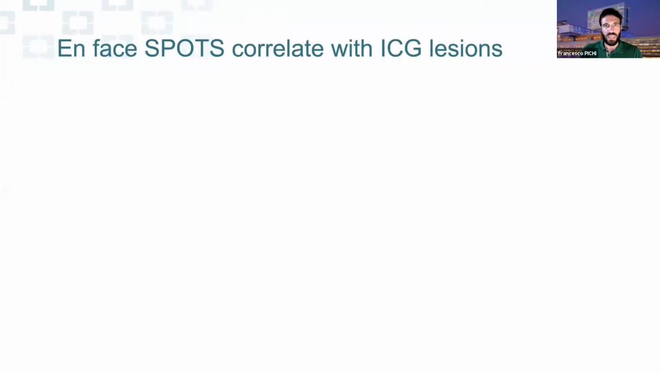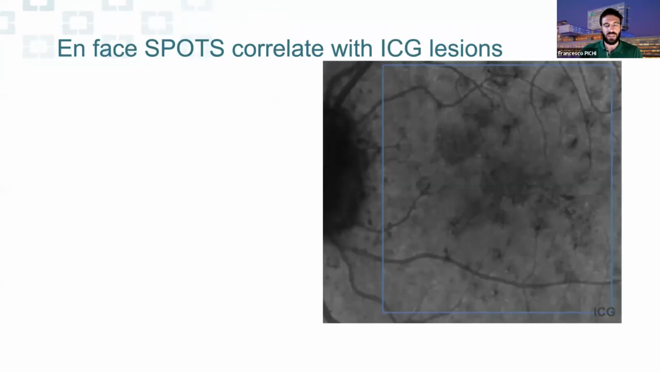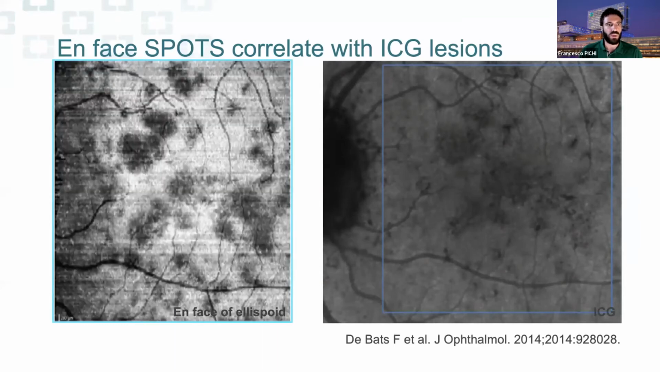En face OCT at the time was able to tell us that the lesions that we see in MUTES in ICG and are hypofluorescent actually correspond very well to the spots that we see in en face. So that was the first hint that the choroid was probably not affected in MUTES. So en face was paramount here.